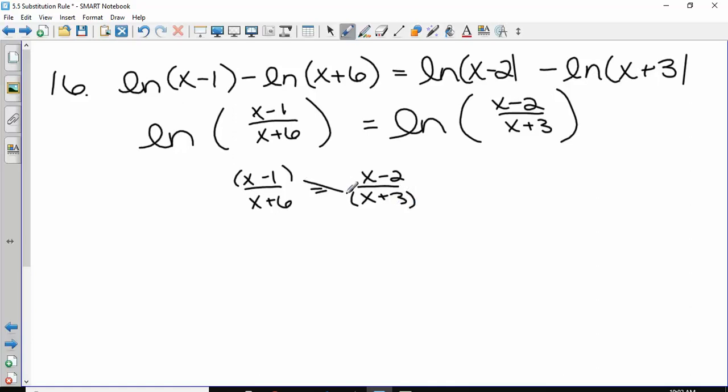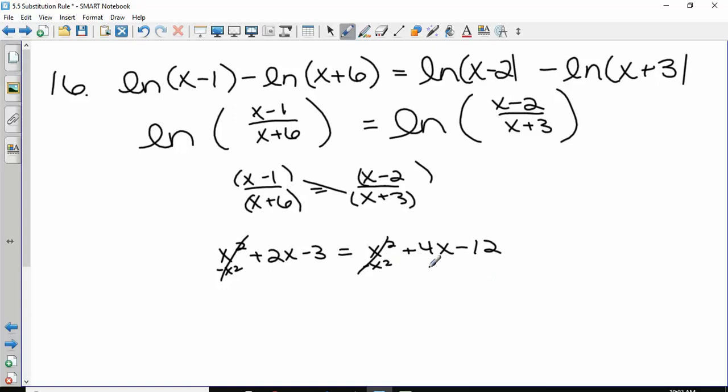Okay. So when I multiply these two, we FOIL, we get x squared plus 2x minus 3. Multiply those two, we get x squared plus 4x minus 12. So if I subtract over my x squared, it cancels. So then if I subtract over my 4x, it's negative 2x. Add my 3, it's negative. So x is 9 halves.